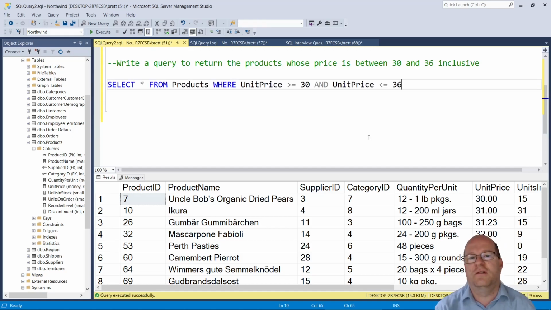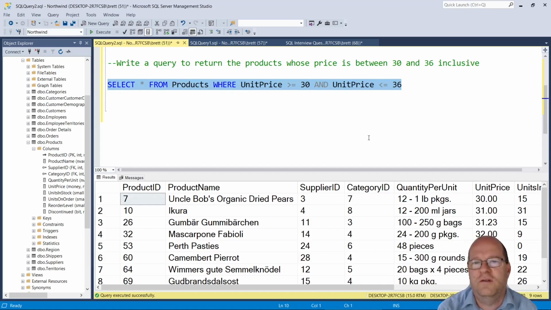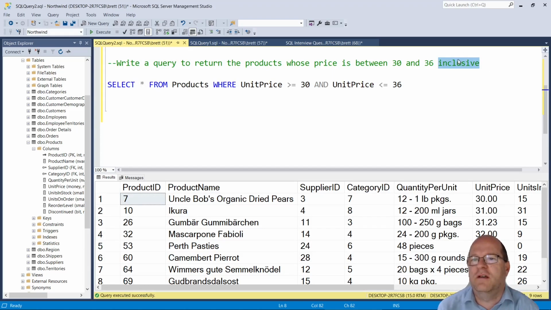So we can use the greater than or less than and use an and clause here. So this will work. The key word here is inclusive. If you see this, then that means you have to include products where the price is 30 and also the price is 36.